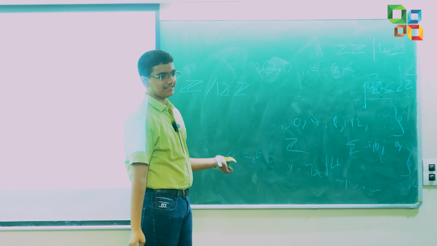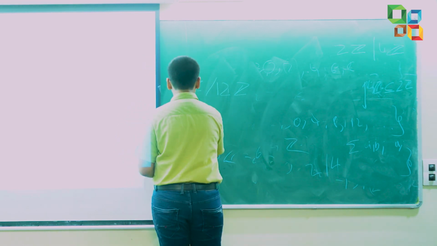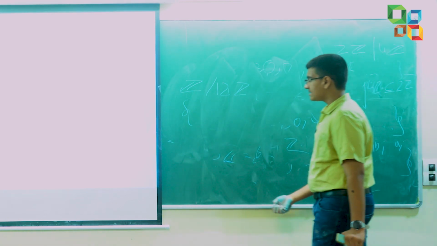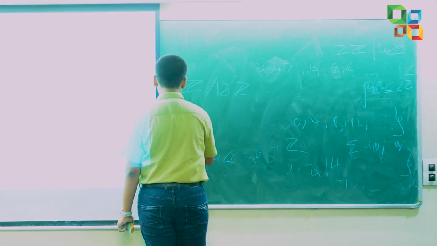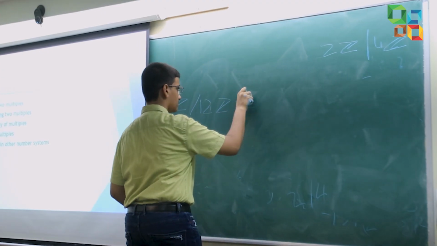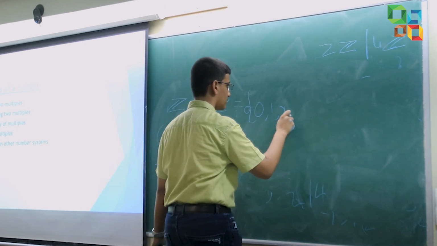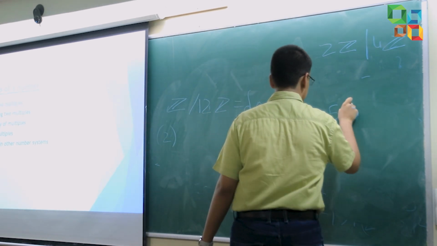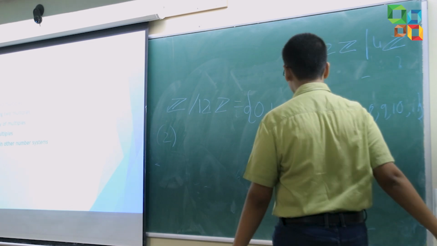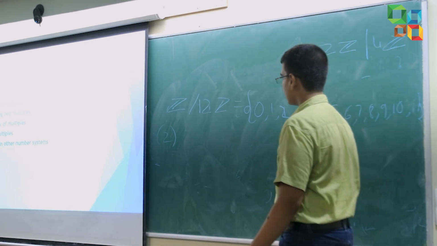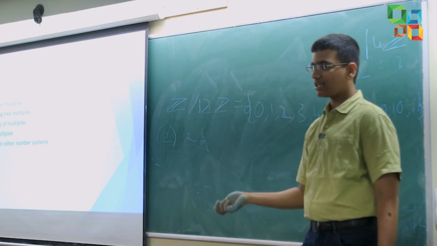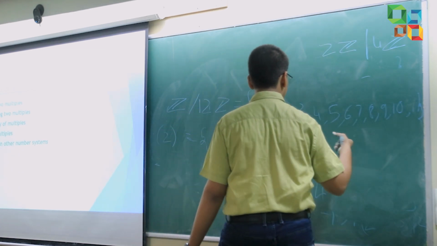Okay, what is this? 2, 3, 4, 5, 6, 7, 8, 9, 10, 11. Now over here, take an element, let's say 2. I'll write down the set here. This is equal to 0, 1, 2, 3, 4, 5, 6, 7, 8. Okay, z mod 12z. Now the multiples of 2, what are these? In this set, what does this mean? You take 2 and multiply it with every number in the set.